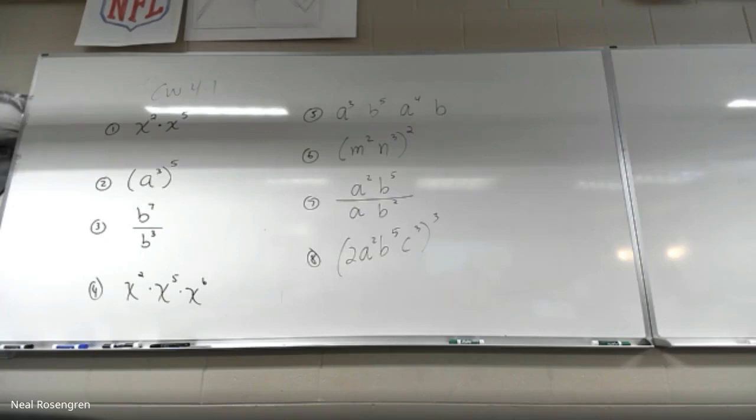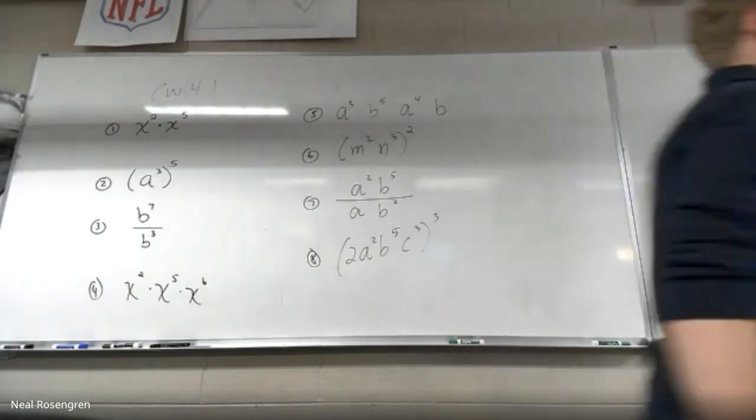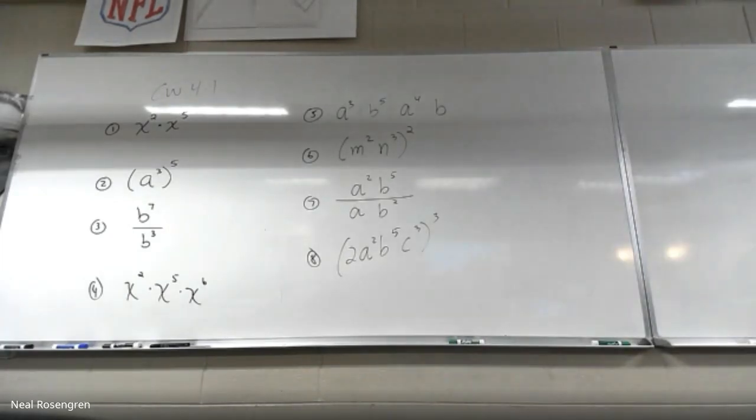Number 7 is really similar to 3. I just got A's and B's, right? This one had B. So something like 7 is going to be A's with A's, B's with B's. That's fine. You got that one.